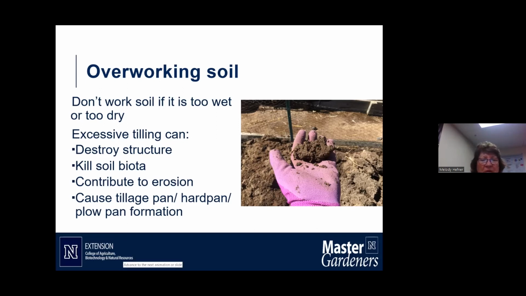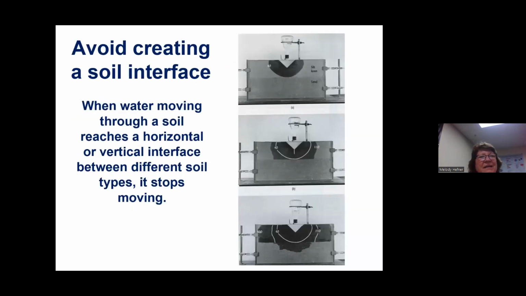So there's one more physical characteristic of soils that I want to talk about, and that is to avoid creating a soil interface. When water is moving through a soil and it reaches a horizontal or a vertical interface between different soil types, it won't move into the new soil type until it's saturated the first soil type.